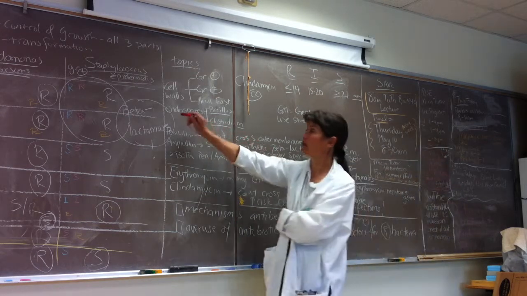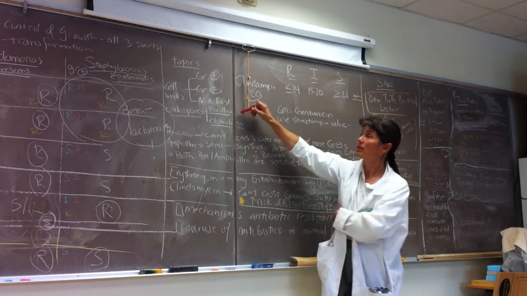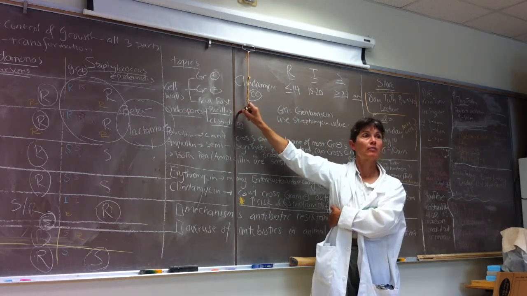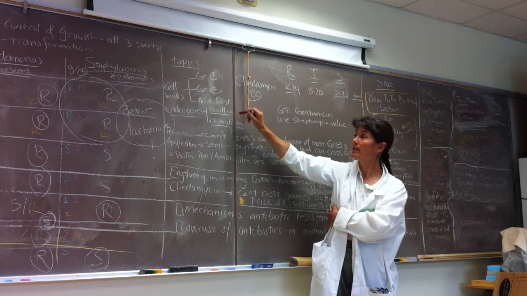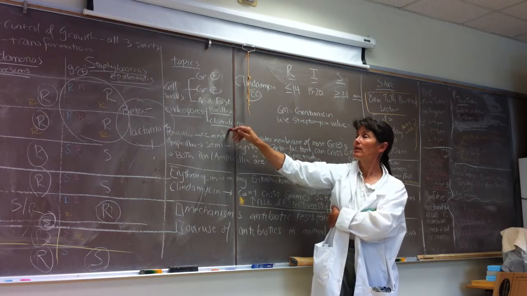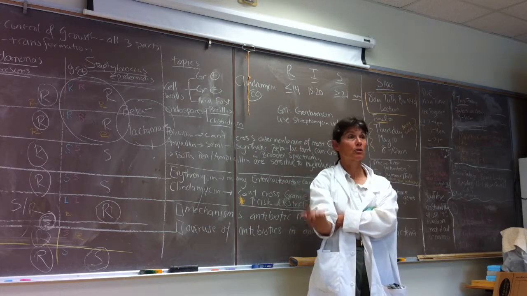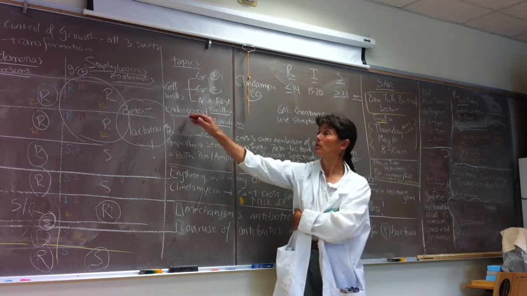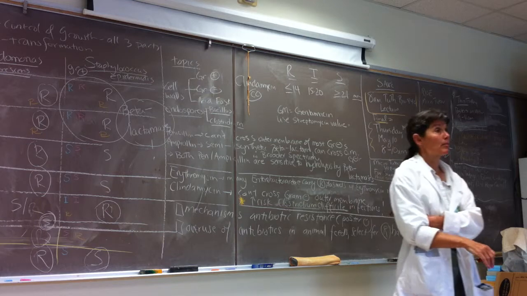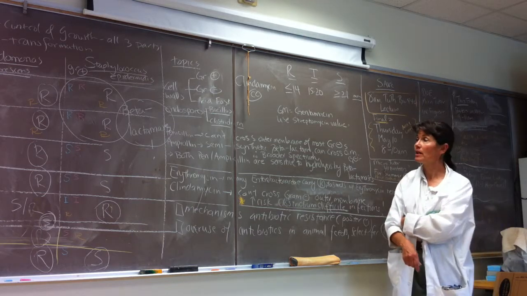We want to remember that bacterial endospores made by the genus Bacillus, such as Bacillus anthracis, that causes anthrax, and endospores made by the genus Clostridium, so Clostridium difficile, Clostridium tetani, Clostridium botulinum, the endospores will be totally resistant to antibiotics, right? So we just need to remember that.